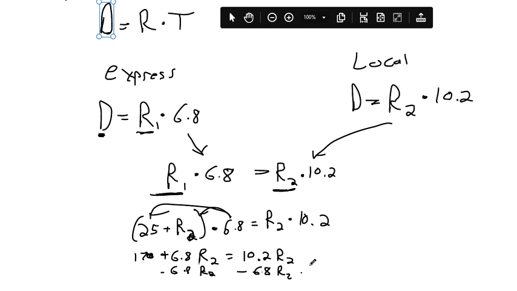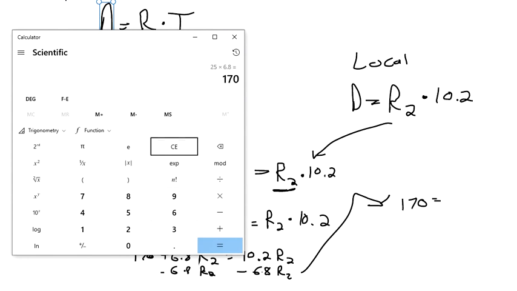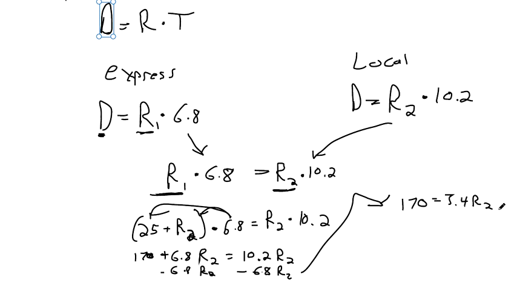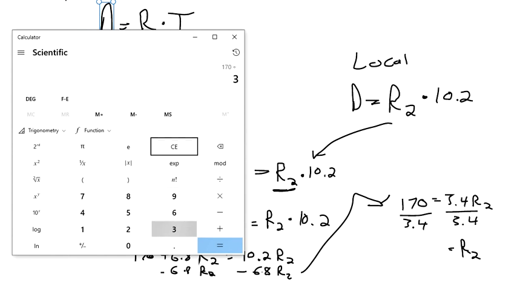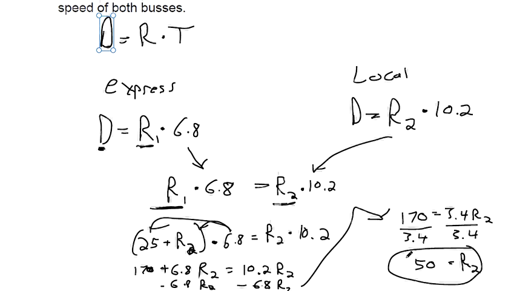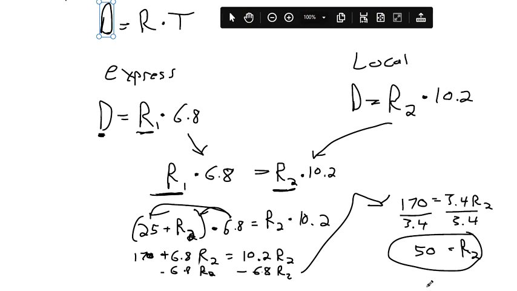So if you do that, you get 170 equals 10.2 minus 6.8, that's 3.4 R sub 2. And then we want to get R sub 2 by itself, so divide both sides by 3.4. So R sub 2 equals 170 divided by 3.4, so 50 miles an hour. The local bus travels at 50 miles an hour. And then to find out the speed of the express bus, well, the express bus is 25 miles per hour faster. So we'd say R sub 1 equals 75 miles an hour.